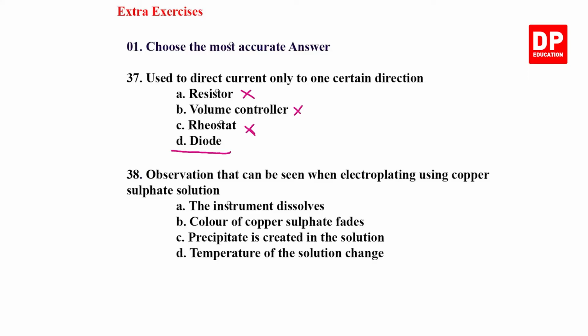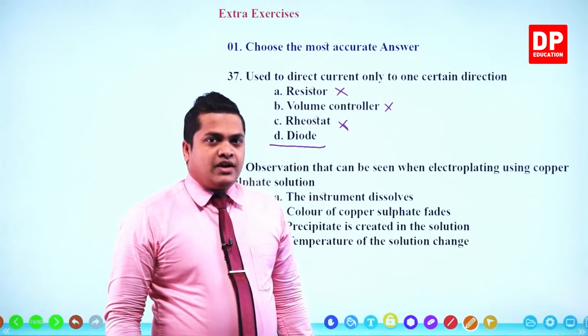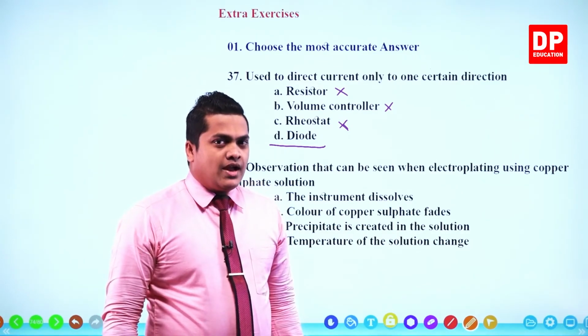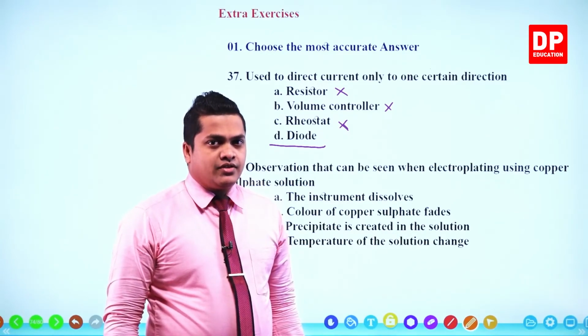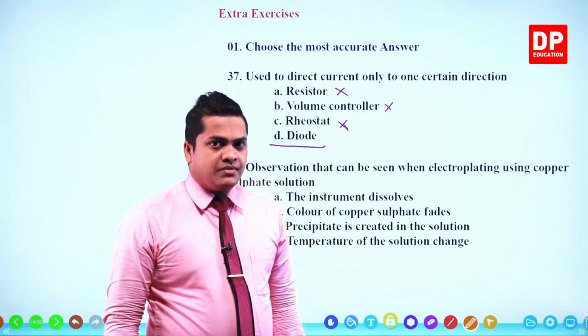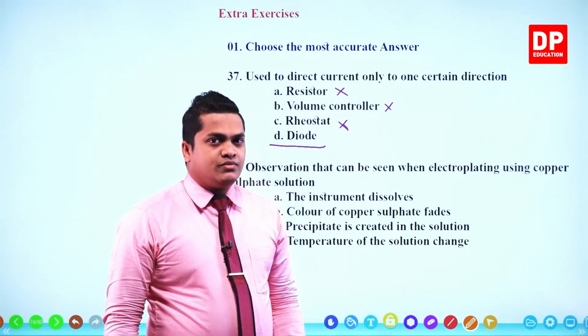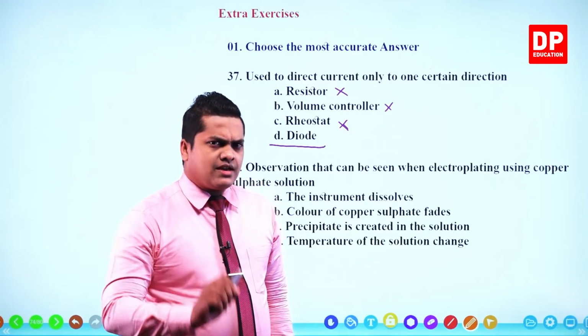Observation that can be seen when electroplating using copper sulfate solution. So when we are electroplating by using a copper sulfate solution, I think you had a good observation that the metal is getting plated on the spoon which is at the negative terminal. That's the main observation. However, there are other observations as well, if I'm going to continue with the electroplating process for a longer time. So let's see what are the answers.